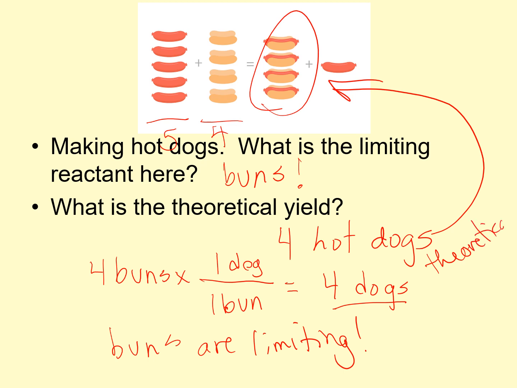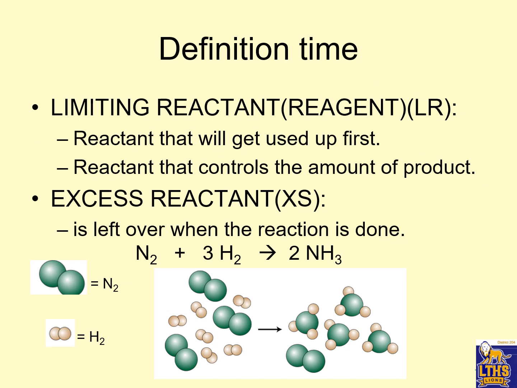All right, so now let's get down to some chemistry, right? Go ahead and write these definitions down. A limiting reactant, sometimes called reagent, and sometimes I just say LR, is the reactant that gets used up first, and it controls how much product you will be able to get. The excess reactant is what's left over and doesn't get used. So if N2 are the green and H2 are the tan, and the reaction is 1 part N2 for every 3 parts H2 gives us 2 parts NH3.